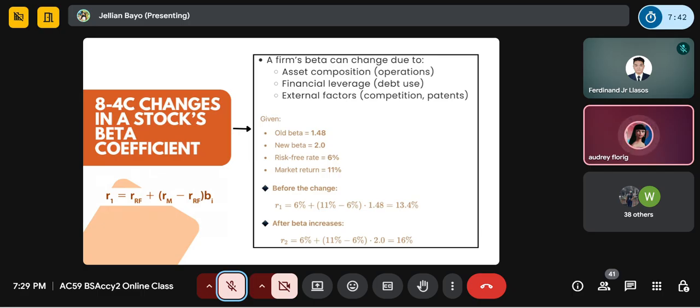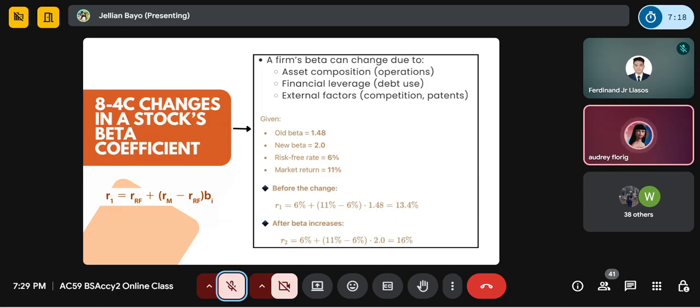For example, if a company's beta rises from 1.48 to 2.0, its required return might go from 13.4% to 16%. But because investors now want a higher rate of return, the stock price usually falls. It becomes less attractive. When beta lowers, it's the opposite.